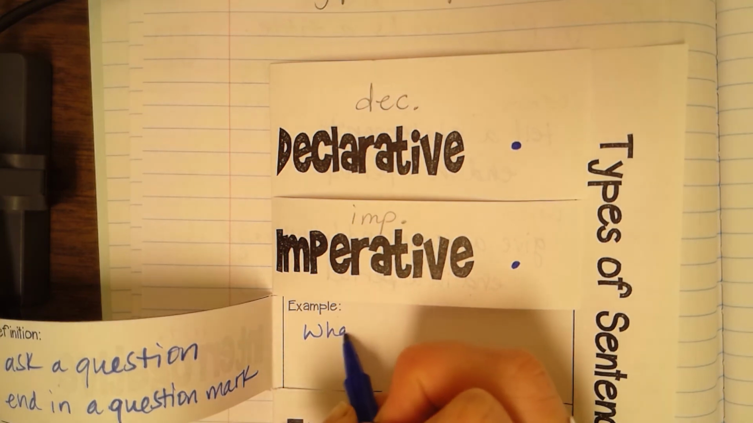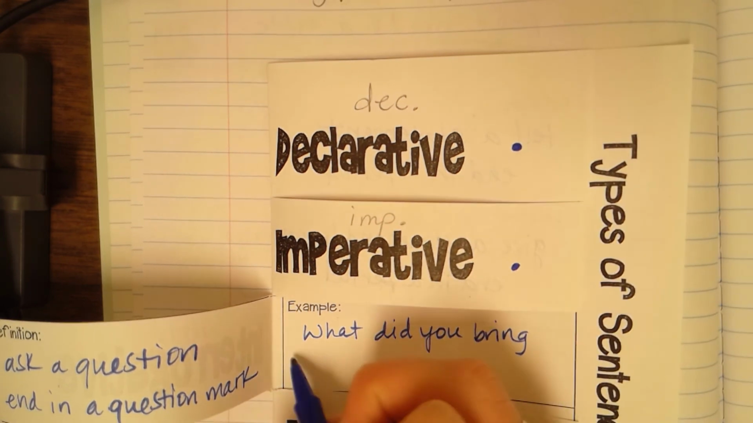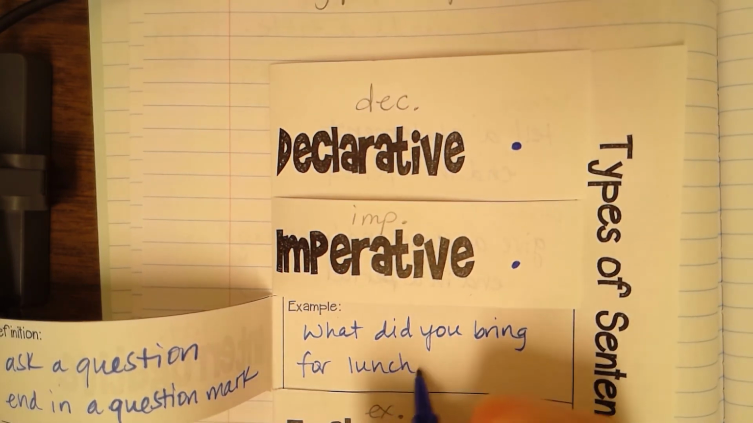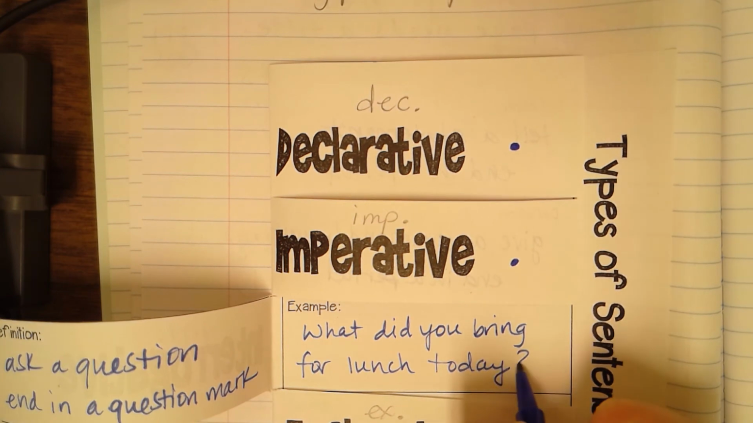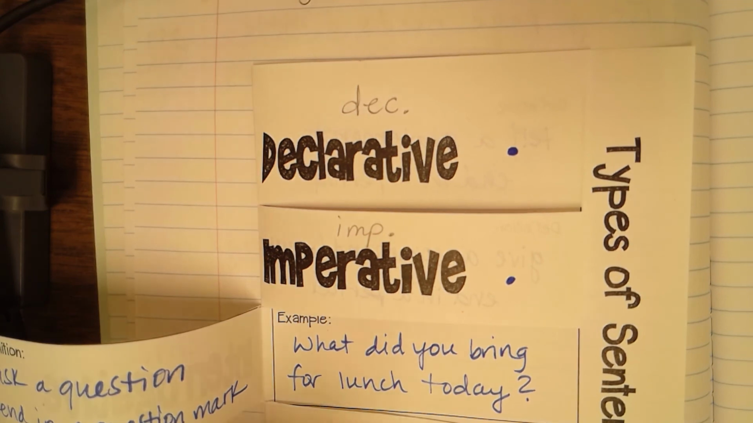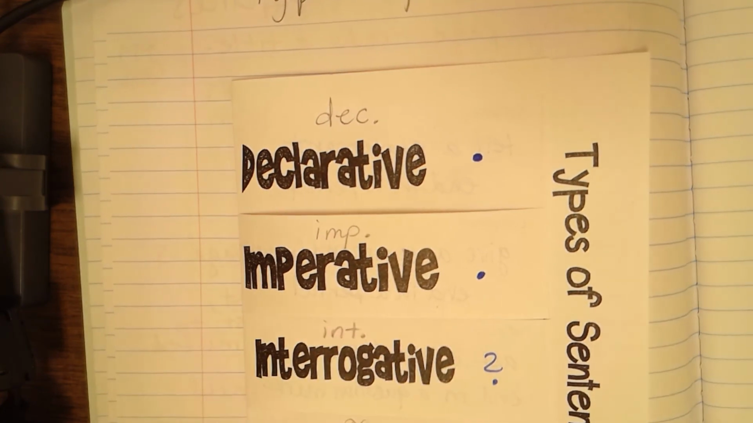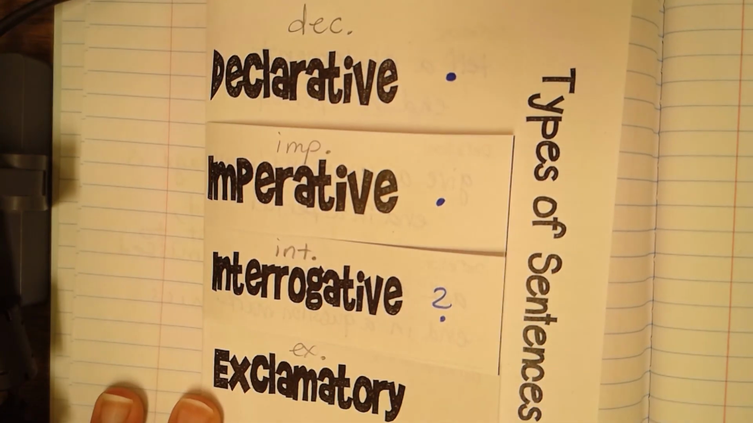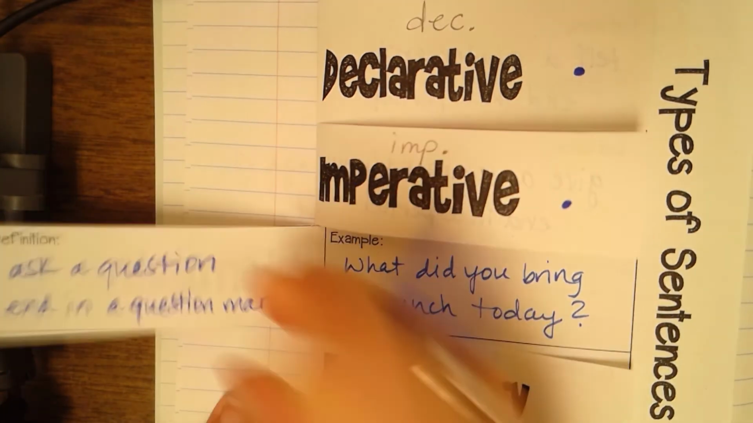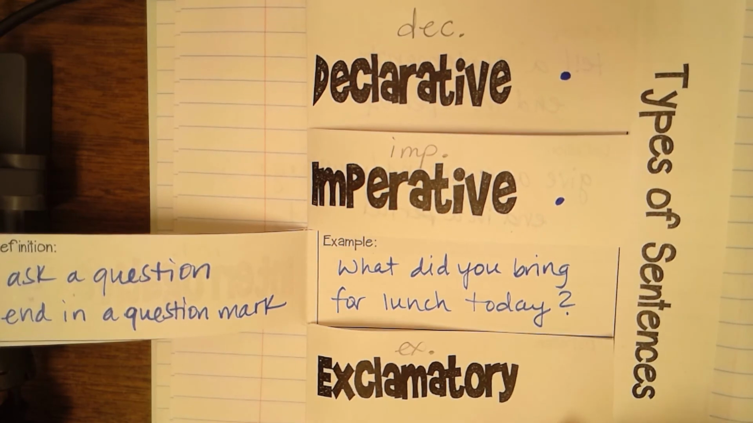Okay, here's your example. What did you bring for lunch today? Okay, these are pretty easy to spot because they will always end in a question mark no matter what. They're never going to be ending in a period or an exclamation point, so they're pretty easy to spot. Question mark. A lot of the times they will start with those question words: who, what, when, where, why, how, all of those W words that you've probably learned about in the past.